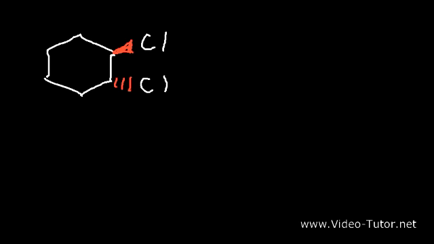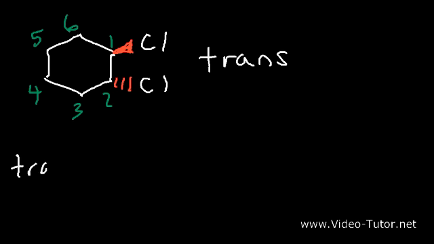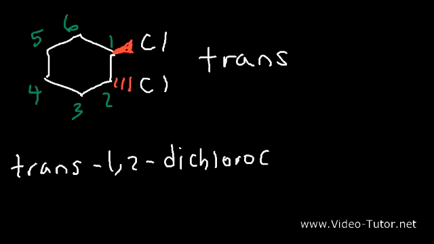What is the name of that compound? How can we name it? So we have a wedge and a dash. Because one chlorine atom is in the front and the other is in the back, this is the trans isomer. And we have a chlorine atom on carbon 1 and 2. And there's 6 carbon atoms in total in the ring. So we have a cyclohexane ring. So this is going to be called trans-1,2-dichlorocyclohexane.